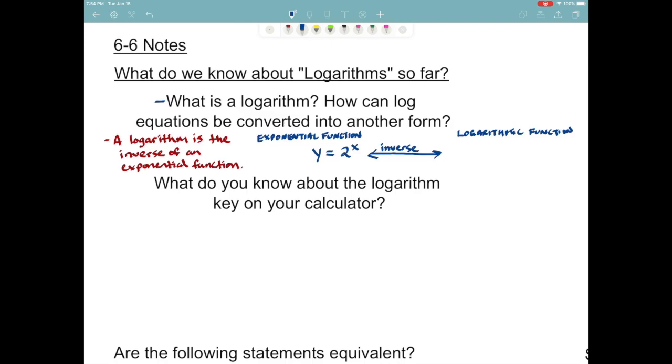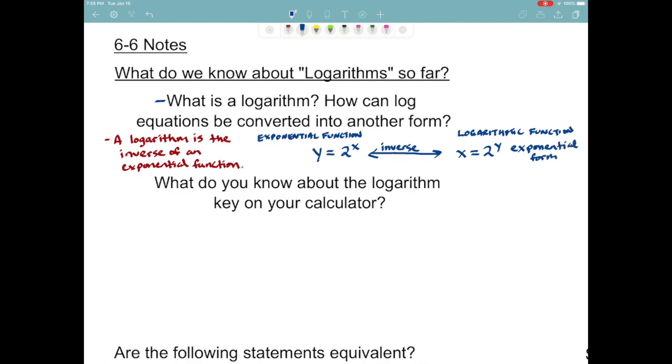But the first thing that we usually do is we switch the x's and the y's. So we would switch and have x equals 2 to the power of y. Now our output is in the position of being in the exponent. This is what we called exponential form. So it's a logarithmic function, but it's in exponential form.